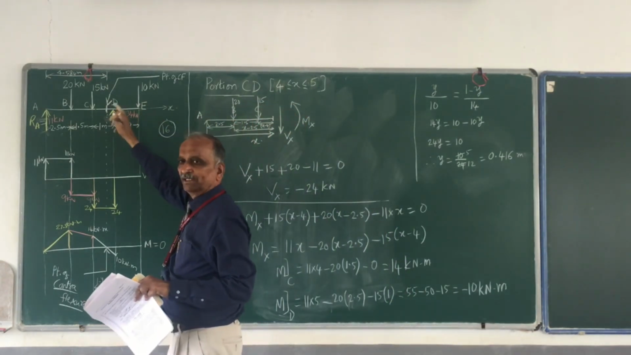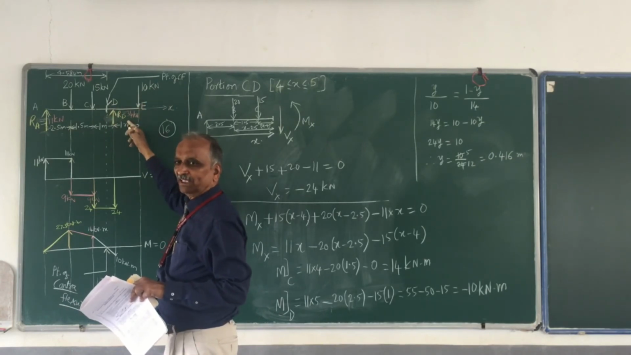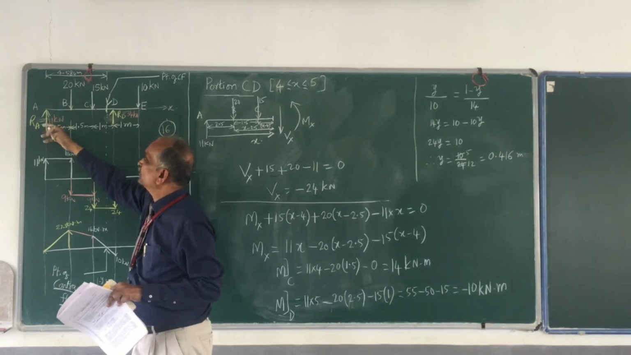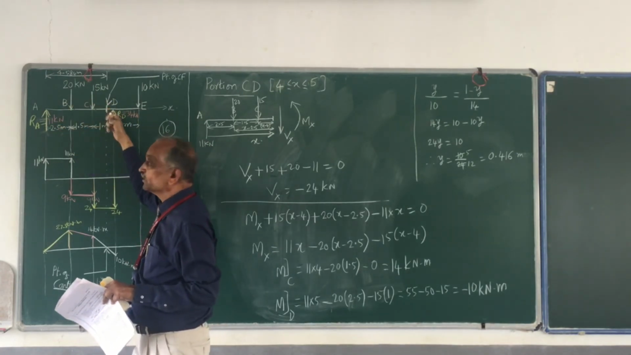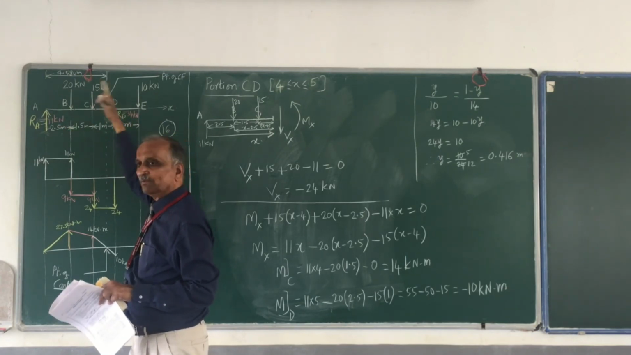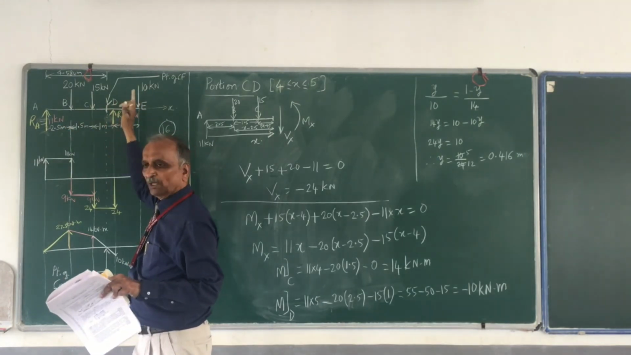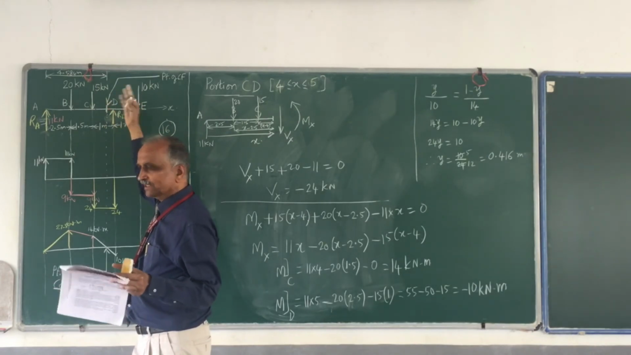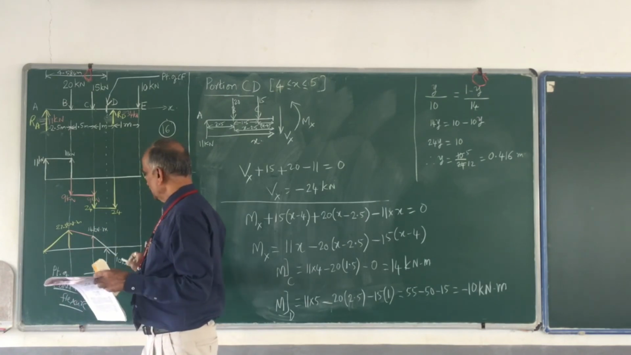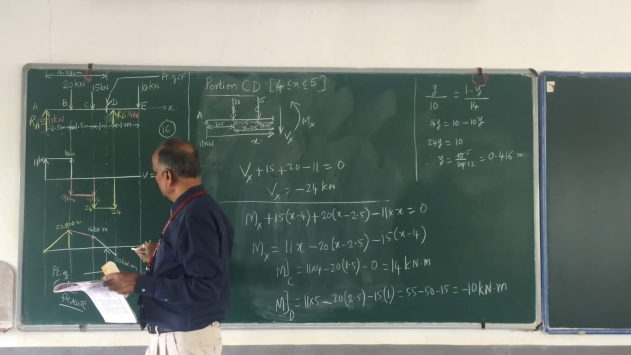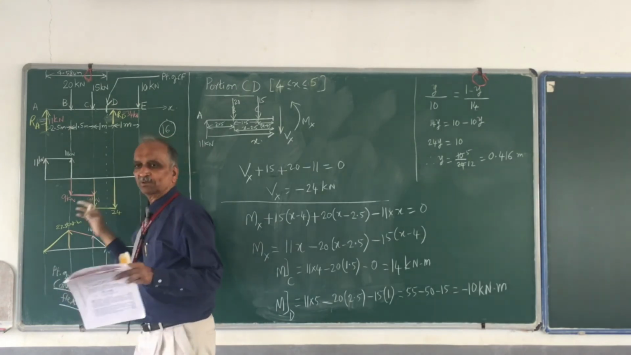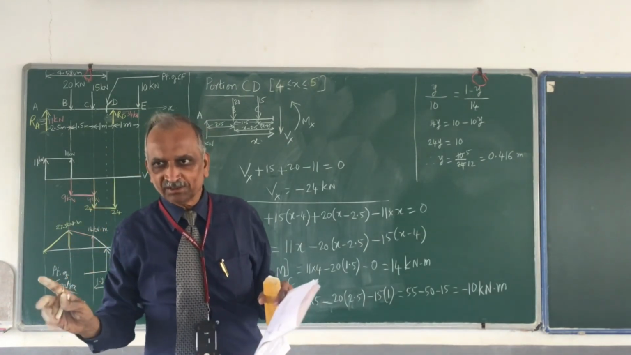What is to be done? For DE, take a section between D and E. Then draw the portion from here to here. Then you have so many forces, this and also this. Then Vx, then Mx. Then take the moments. Apply the equilibrium condition. Get Vx, etc. So I want you to complete this portion. Probably this is going to be the line, or you check it, I'm not very sure. Check this and also draw.